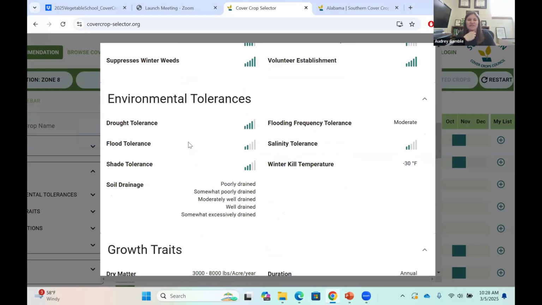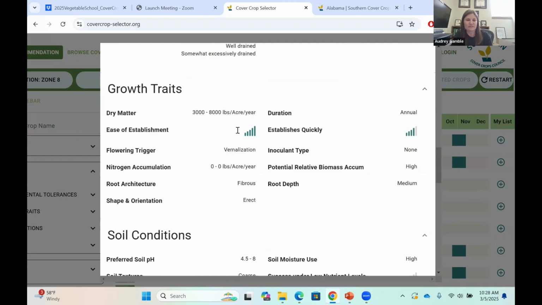We also have some information about environmental tolerances. So is it drought tolerant? Is it flood tolerant? Shade tolerant? This information we got from the web soil survey. It showed us earlier within the cover crop selector tool.